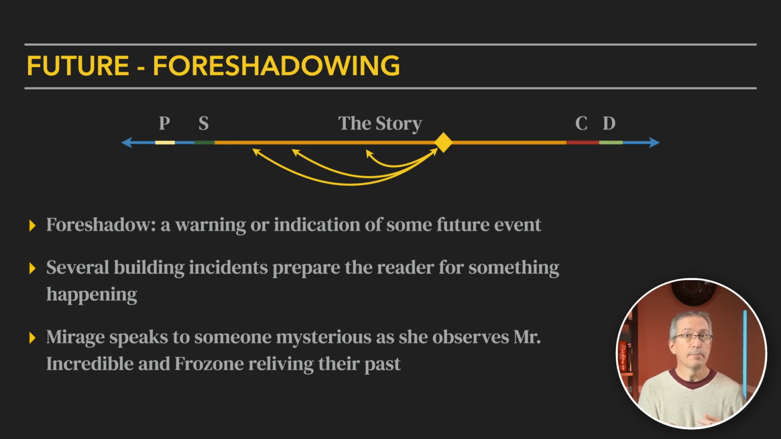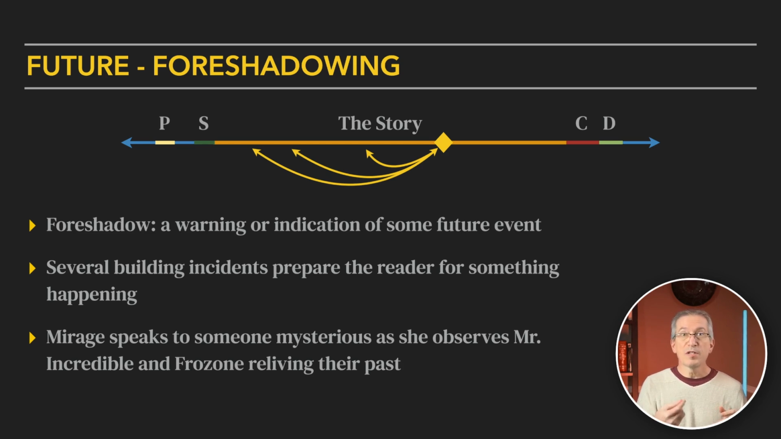Incredible specifically, and they have now found him. And so that is the true inciting incident of the story. We see Bob and Helen and the kids in the normal everyday life. Then Bob goes out with Lucius to fight crime, relive the glory days. And right at the end, Mirage talks to someone. That is the inciting incident, but it also has some foreshadowing.